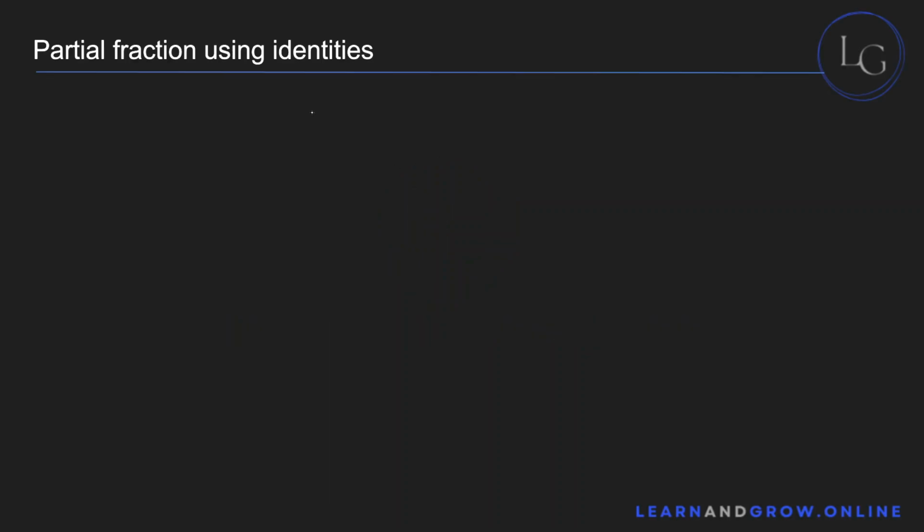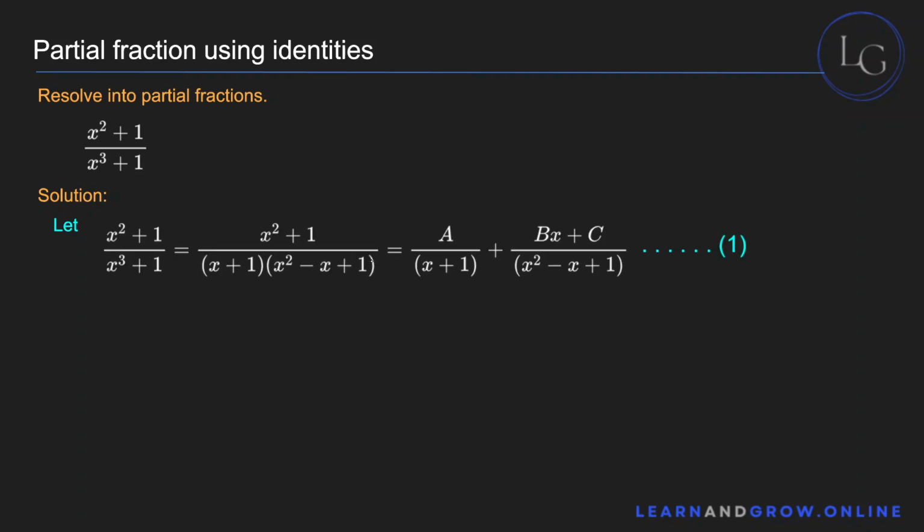Now let's do some partial fraction resolution using identities. So we have this fraction and we have to resolve it into its partial fractions. Now you can see that the variable in the denominator has a power. So x has a power of 3. So we'll use the type 3 resolution method.